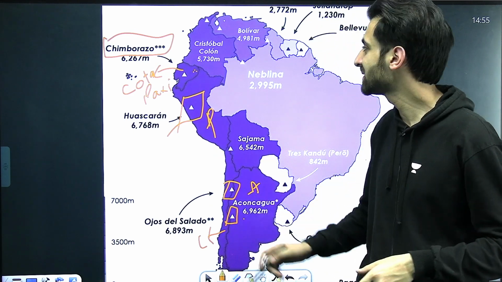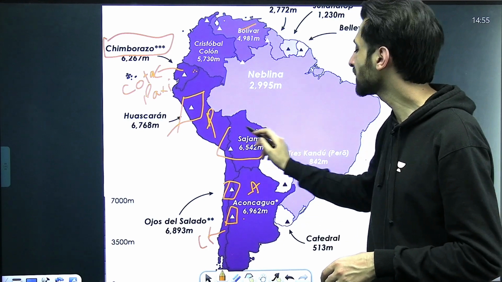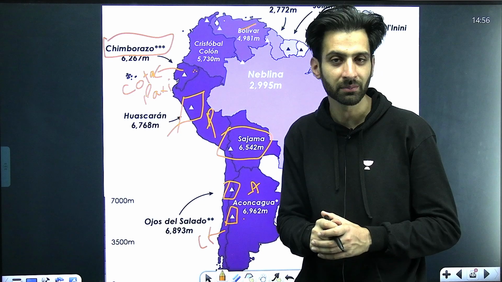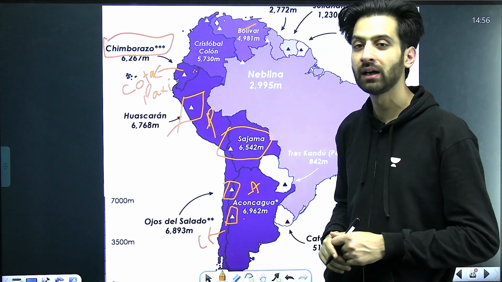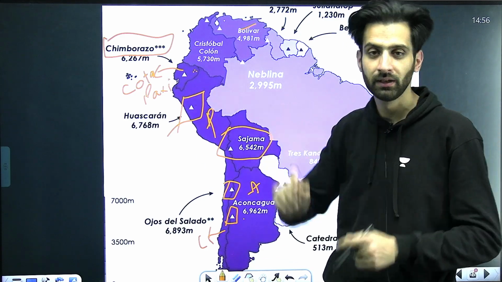Then we have some more peaks here. We have Bolivar and some more peaks like Sajama, but these are not that important. The peaks that I have discussed here, these 4 or 5 peaks, are very important for you to remember.